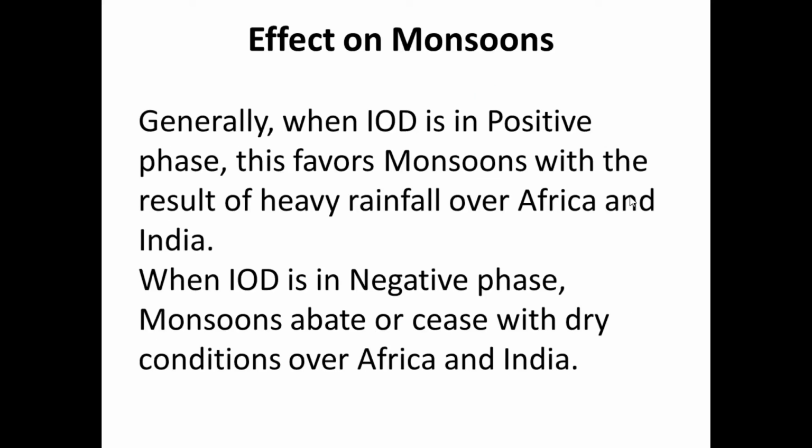Effect on monsoons. When IOD is in positive phase, this favors monsoons with the result of heavy rainfall over Africa and India. And when it's in a negative phase, you get the abatement of the monsoons, or it ceases totally with dry conditions over Africa and India.